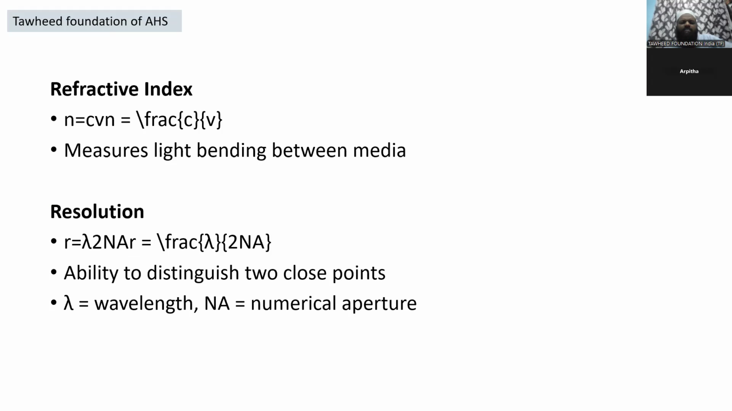Resolution can be defined as the shortest distance between two points on the specimen that can be distinguished by a microscope in its image. It is the ability of the microscope to distinguish details on the specimen. Mathematically, R = λ / (2 NA), where λ is wavelength, R is resolution, and NA is numerical aperture.